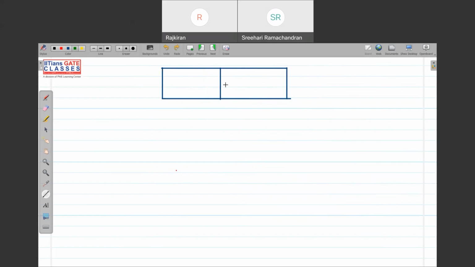See, Srihari, suppose this is my depletion region at equilibrium. This green corresponds to equilibrium. So when we apply a potential, what will happen to my depletion width, Srihari?